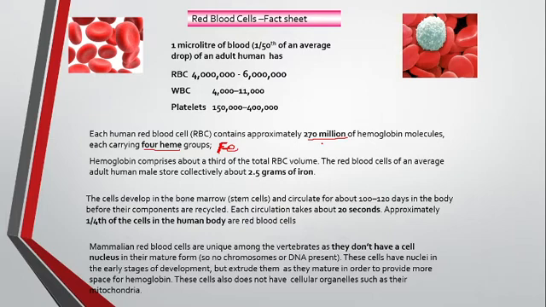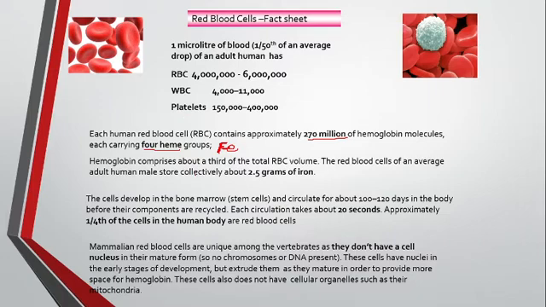How many red blood cells are present in our body? 40 lakh to 60 lakh. Each RBC contains approximately 270 million hemoglobin molecules, and each hemoglobin contains 4 heme groups, and each heme group contains 1 Fe. So these 4 heme groups contain 4 Fe.